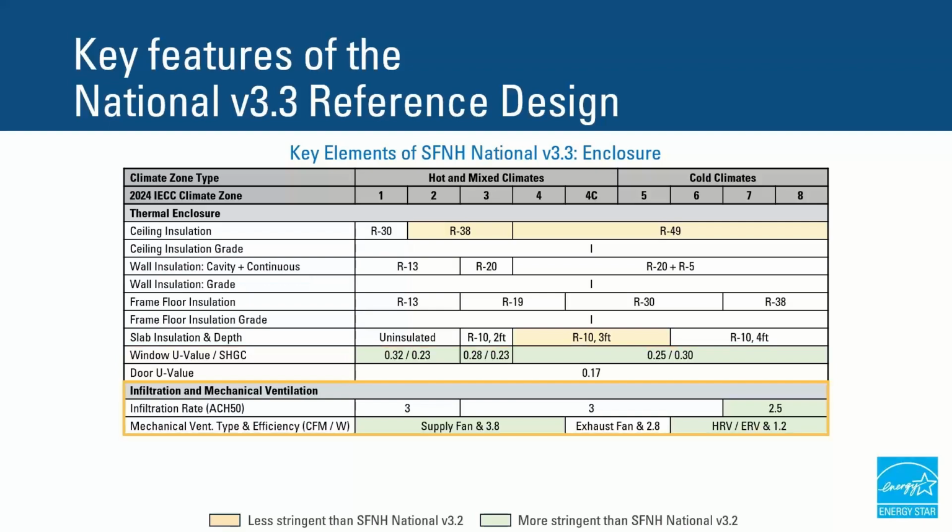For the infiltration, we've advanced to 2.5 ACH 50 in the very coldest climates, just as the 2024 IECC has done. And similarly, we've aligned with the vent fan efficiency in the latest code, including the use of HRVs and ERVs in the 3 coldest climate zones.